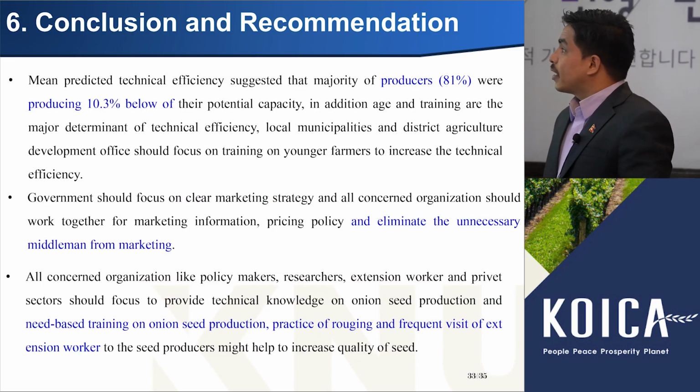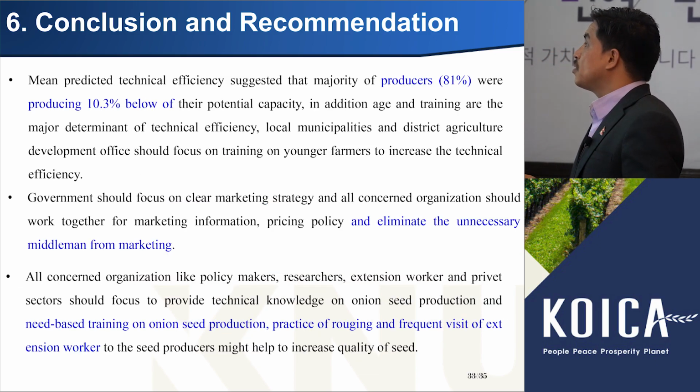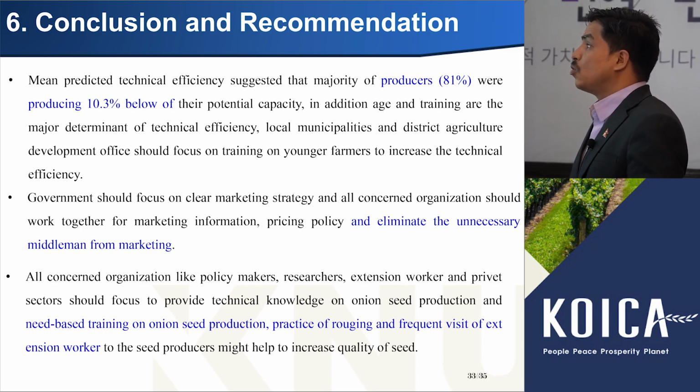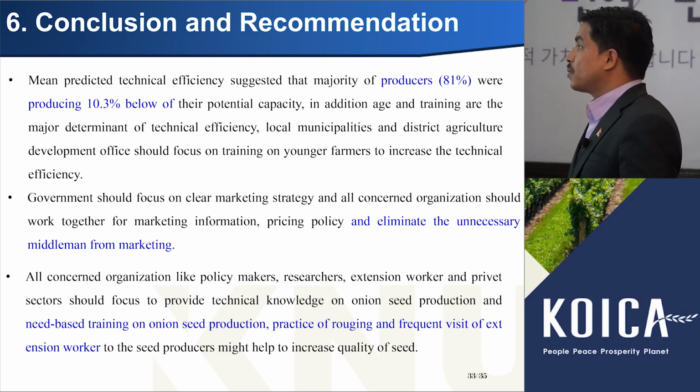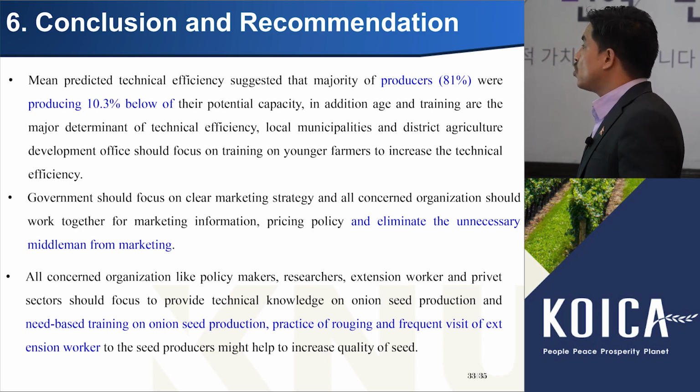The mean predicted technical efficiency suggested that the majority of producers, 81%, were producing 10.3% below their potential capacity. In addition, age and training are the major determinants of technical efficiency. So, local municipalities and the district agriculture development office should focus on training younger farmers to increase technical efficiency.